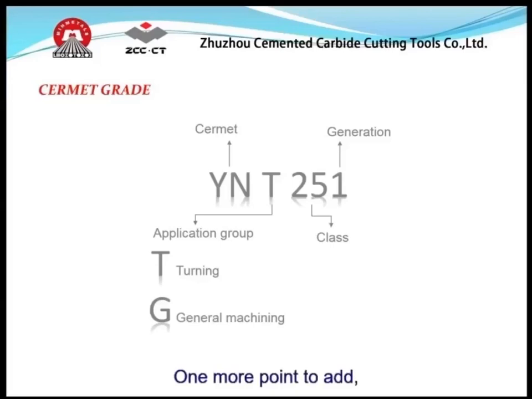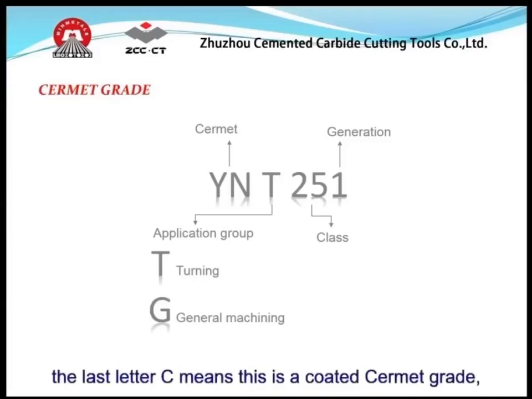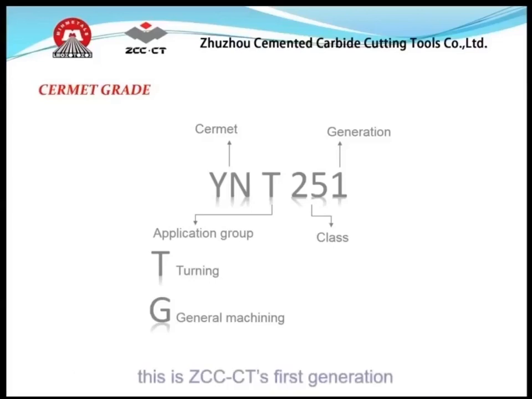One more point to add. Take an example, YNG151C. The last letter C means this is a coated Summit grade, which tells us this is ZCCCT's first generation coated ceramic grade for P15, M15 or K15 class range machining applications.